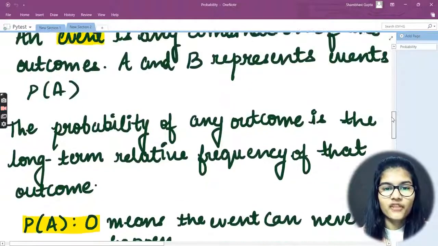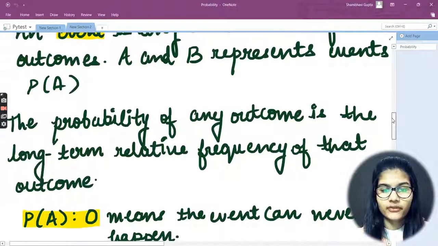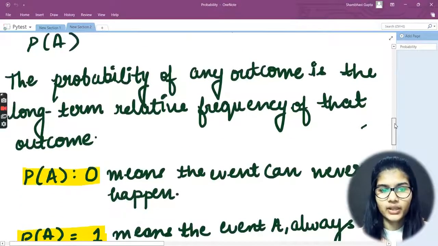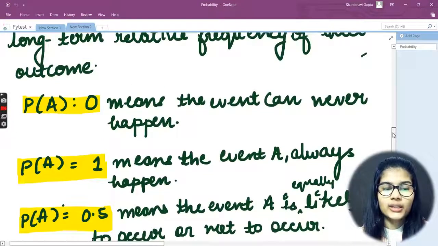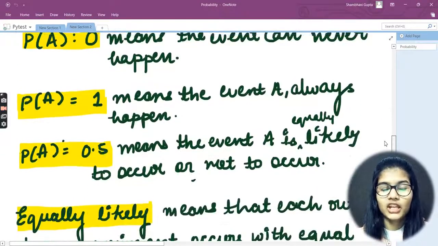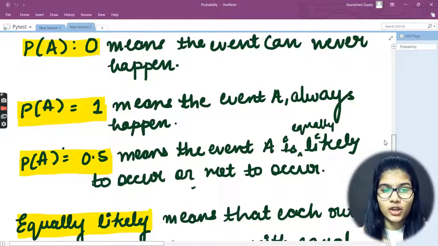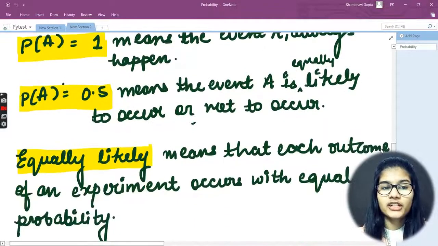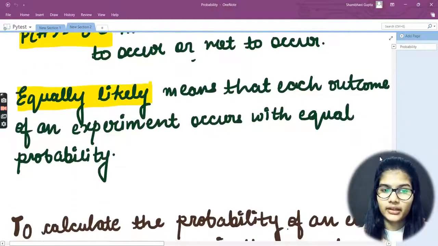Now, the probability of an outcome is the long-term relative frequency of that outcome. If the probability of A is equal to 0, it means that the event can never happen. If the probability of A is equal to 1, it means that the event A always happens. And if the probability of A is equal to 0.5, it means that the event A is equally likely to occur or not to occur.